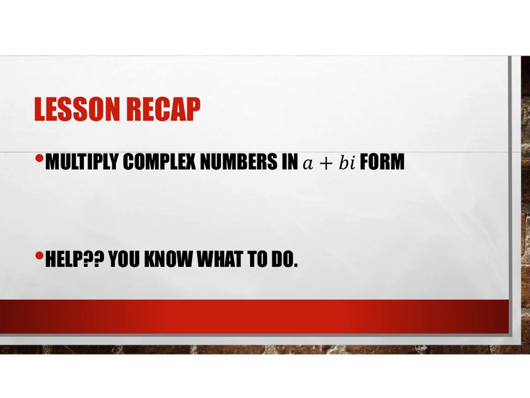Can you multiply complex numbers in a plus bi form, always replacing i squared with negative 1?